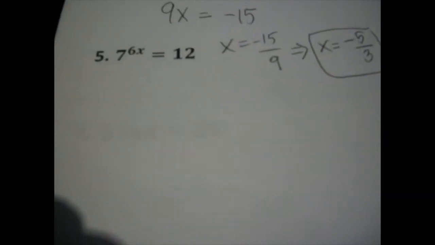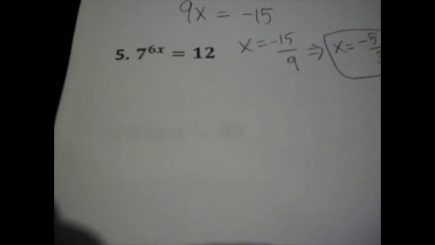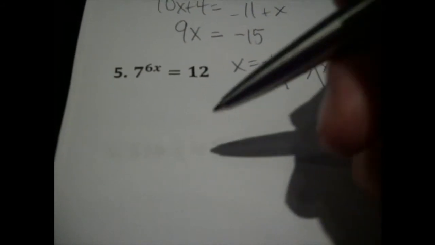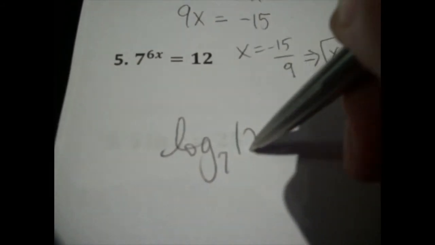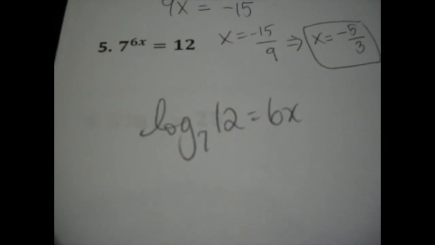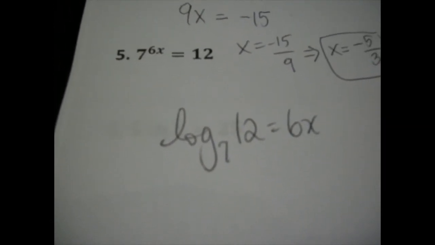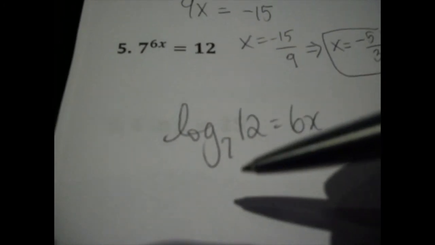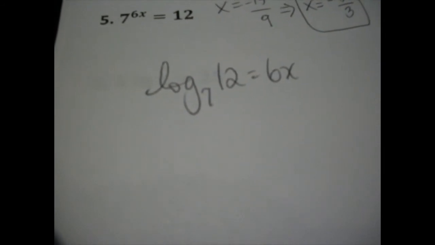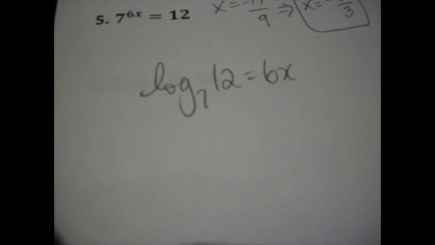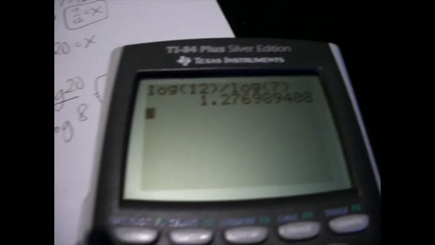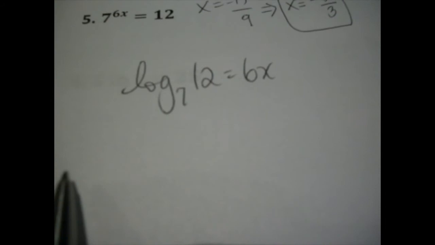One more here. 7 to the 6x equals 12. You're going to treat it the same way. It's in exponential form. First rewrite it into log form. So we've got that. I know that my next step will be divide by 6. So first I'm going to figure out what this left side is. It's going to be log 12 divided by log 7. Change of base formula. And I get 1.228, something like that. So that's what this side is.